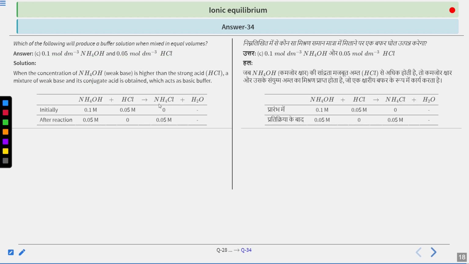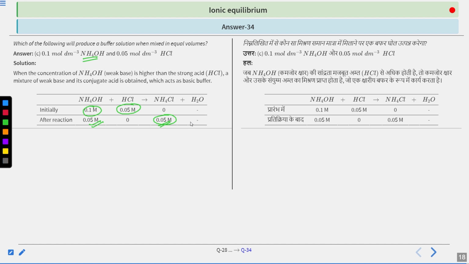So if you take the reaction here, we can see very clearly that initially we have 0.1 molar NH4OH and 0.05 molar HCl. Till now, no salt has been formed, and water is taken as unity. After the reaction, since HCl is present in lower concentration, it will be used up. So 0.05 will be used up, and 0.05 M will be left for the ammonium hydroxide. And the same amount, because the stoichiometric coefficient is 1 throughout the reaction, of ammonium chloride will be formed on the product side. So this is your salt. At the end of the reaction, you have a weak base and you have its salt. Now this solution will properly act as a buffer.